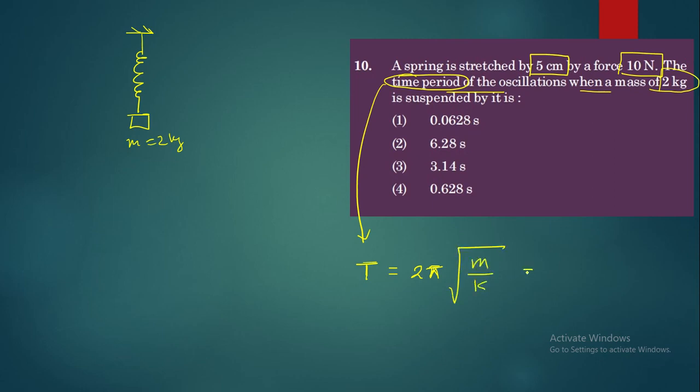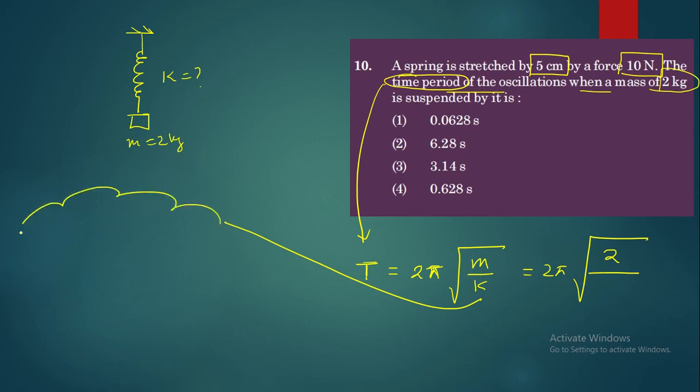So here in this particular problem, mass is given in SI unit to be 2 kg. The thing is that we have to calculate K. So how do we calculate the K? K is the force constant. Well, to calculate this K, we will do this. So force is given to be 10 Newton and the extension is given to be 5 centimeter.